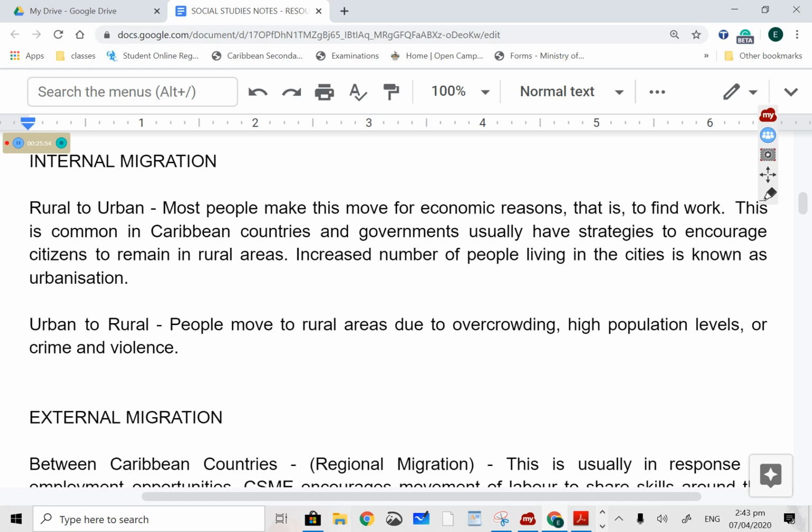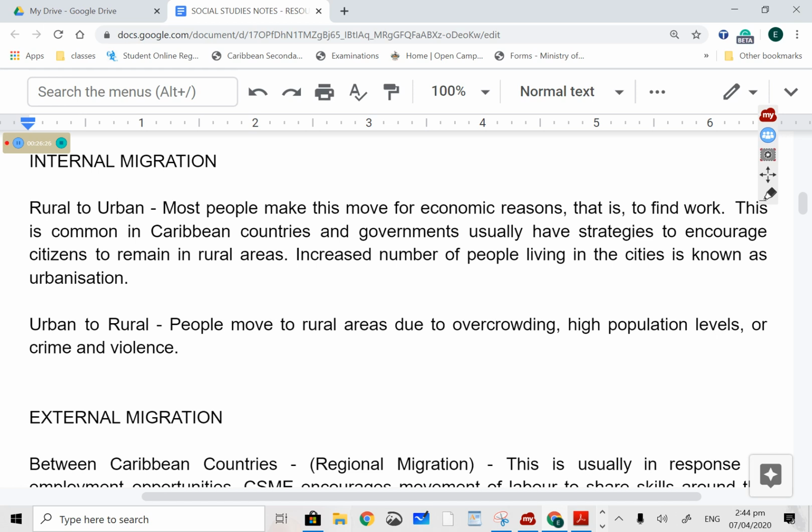Okay, so most people make this move for economic reason, that is to find work. This is common in Caribbean countries, and governments usually have strategies to encourage citizens to remain in rural areas. Increased number of people living in the cities is known as urbanization. So urbanization is a term that you should try to also understand. Urbanization is not necessarily an ideal situation.